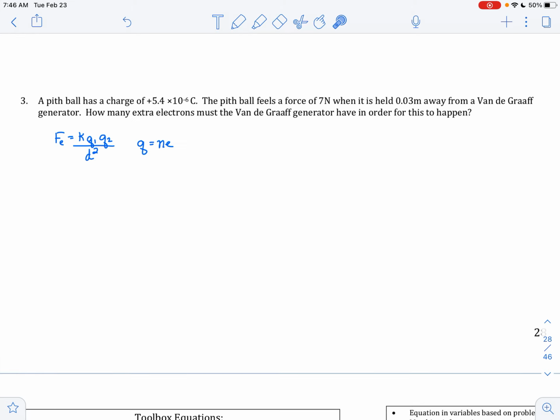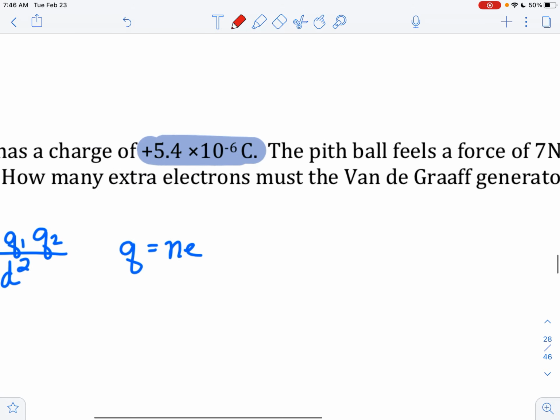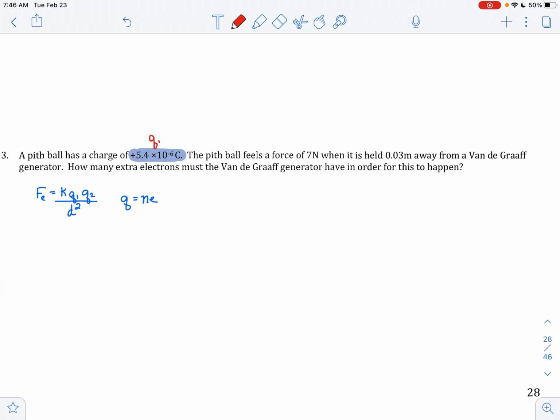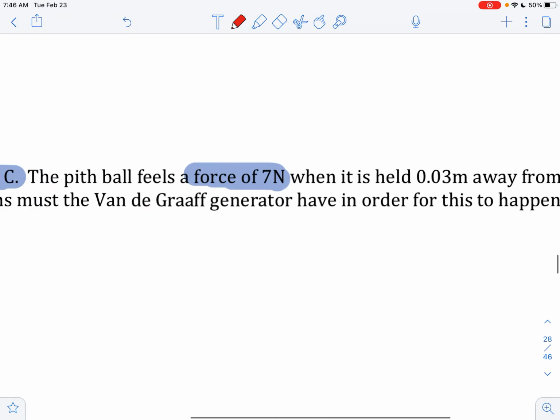All right, so what we're going to do is read the prompt first and highlight the information and dissect it so we know what's what. A pith ball has a charge of 5.4 times 10 to the minus 6 Coulomb. So that is Q. Q is charge. We'll call it Q1 since it's the first one we saw. The pith ball feels a force of 7 newtons. So that's the electrostatic force. That is our Fe.